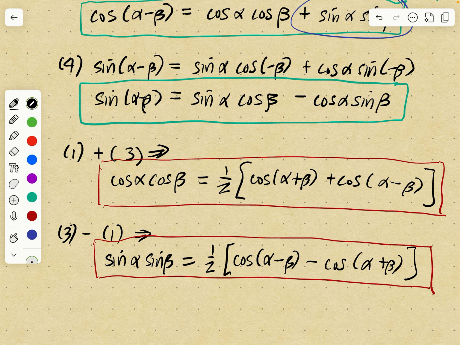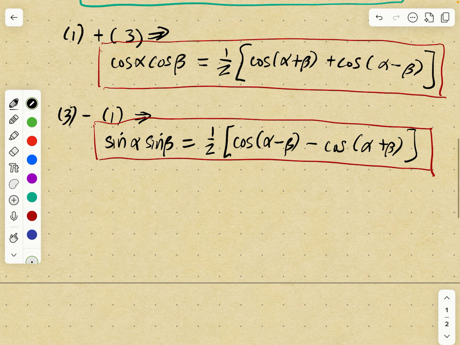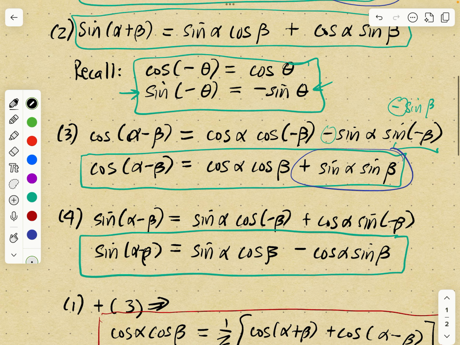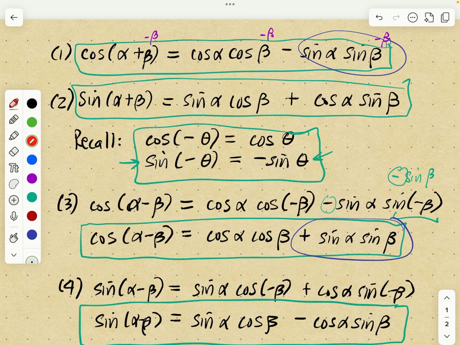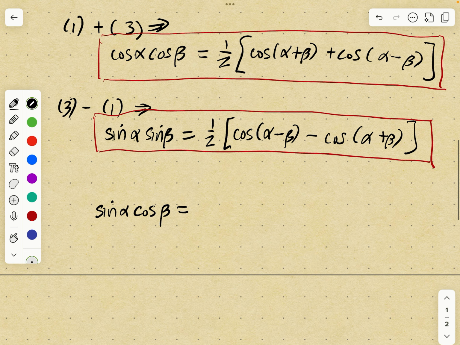And then finally, we can get an expression for sine alpha, cosine beta. How are we going to get sine alpha, cosine beta? Where do we see those? There's one here, and there's one there. Okay, so we're going to add equations 2 and 4 and then divide by 2. And then the cosine alpha, sine betas will cancel.